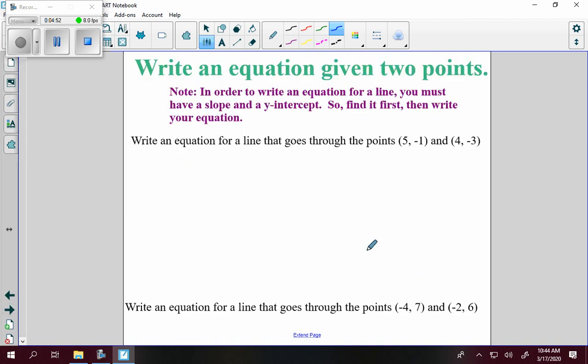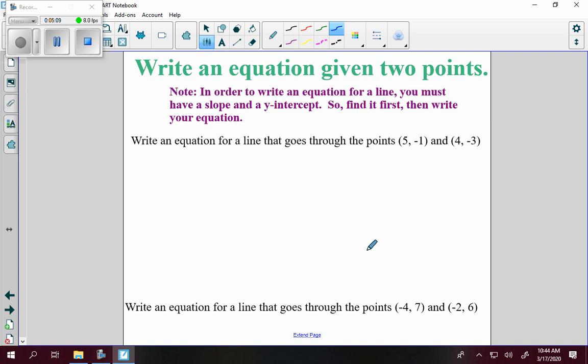Write an equation given 2 points. Note, in order to write an equation for a line, you must have a slope and a y-intercept. So find the first, then write your equation. Write an equation for a line that goes through the points (5, -1) and (4, -3).